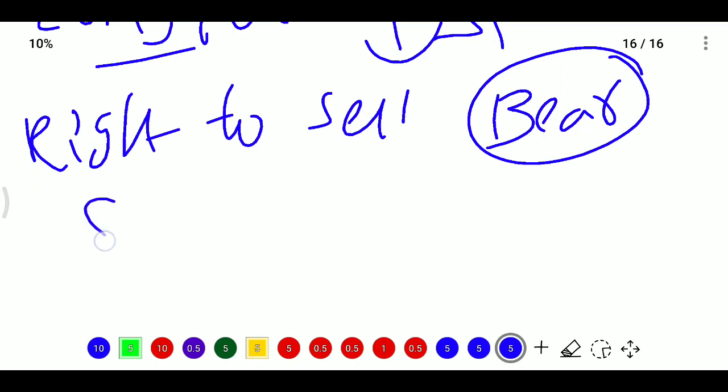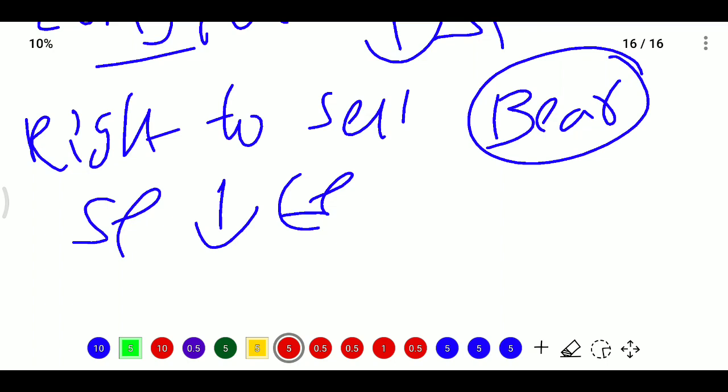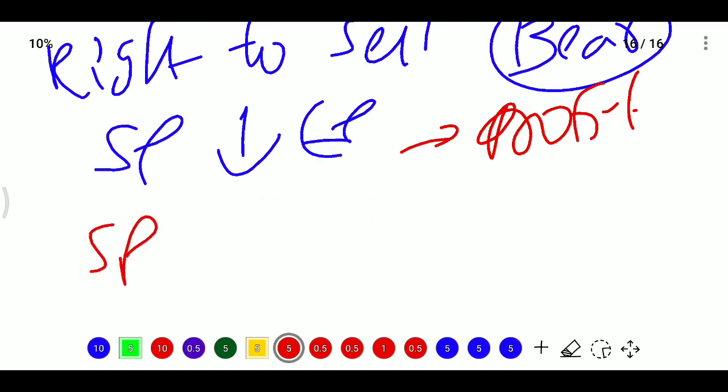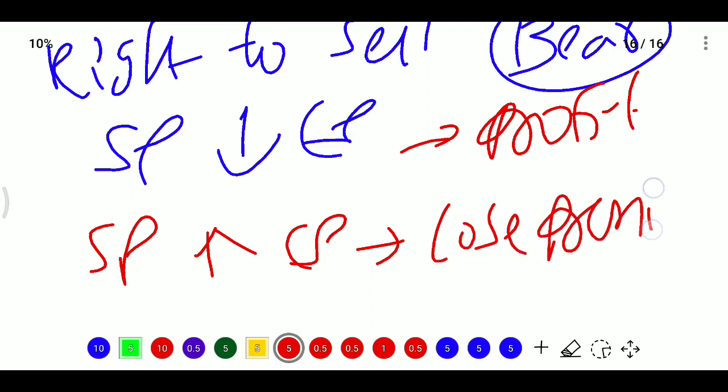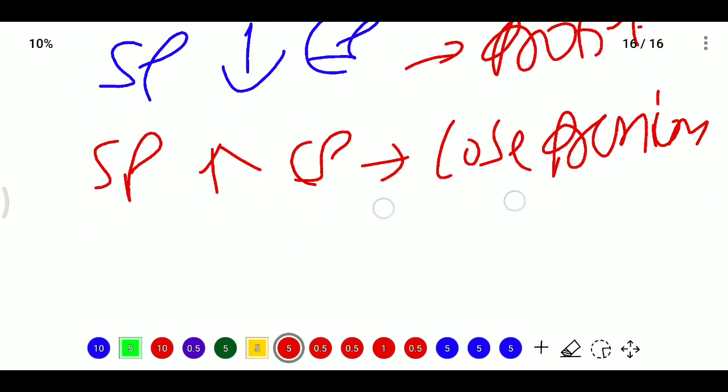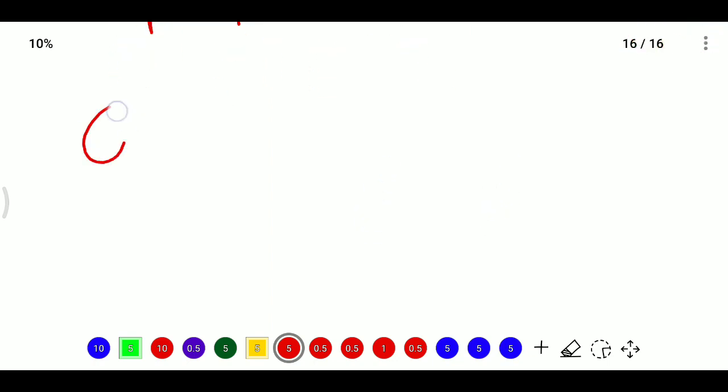If the stock price at expiration is below the exercise price by more than the premium paid, then the investor will realize the profit. If the stock price at expiration is above the exercise price, then he will let the put option expire worthless and only lose the premium paid, whatever the premium he has paid. Next, we will come to the option writer side.